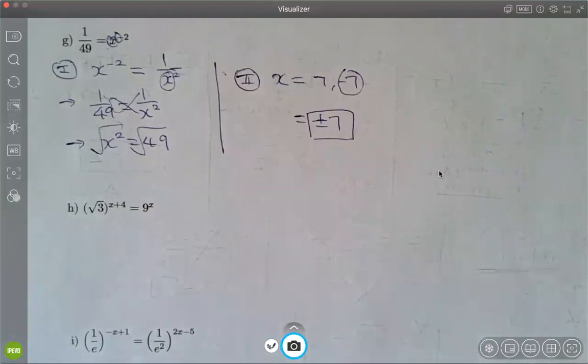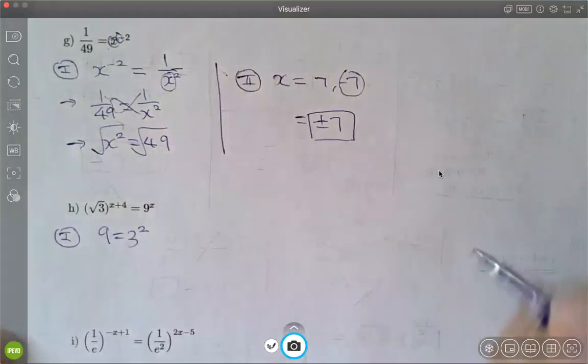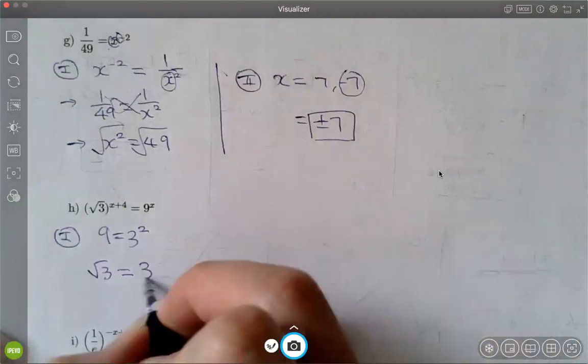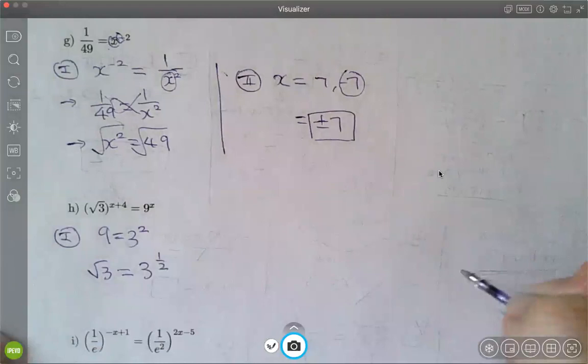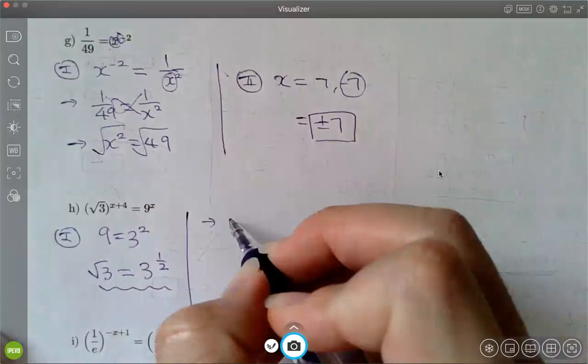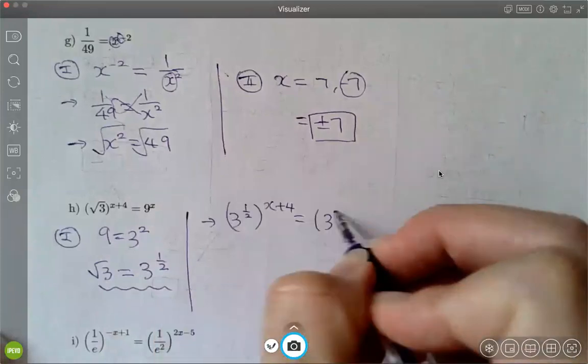And if you cannot see the conversion, just ask a simpler question, which is what? Are 9 and 3 related? And the answer is obviously yes. So here 9 is 3 squared, that's obvious. And square root of 3 is what? 3 to the power 1/2, right? Again, I told you to remember this conversion. So we have 3 to the power 1/2, to the power x plus 4, is equal to 3 squared to the x, right?